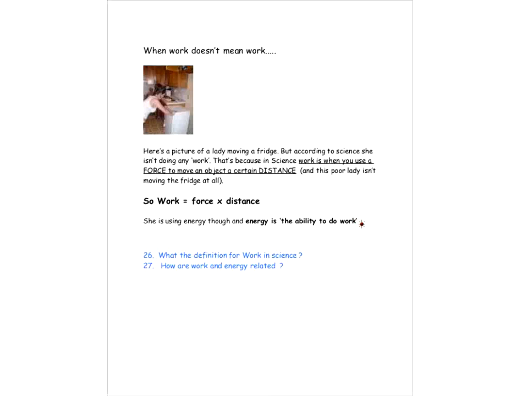All right, so question 26 says, what's the definition for work according to science? And how are work and energy related?